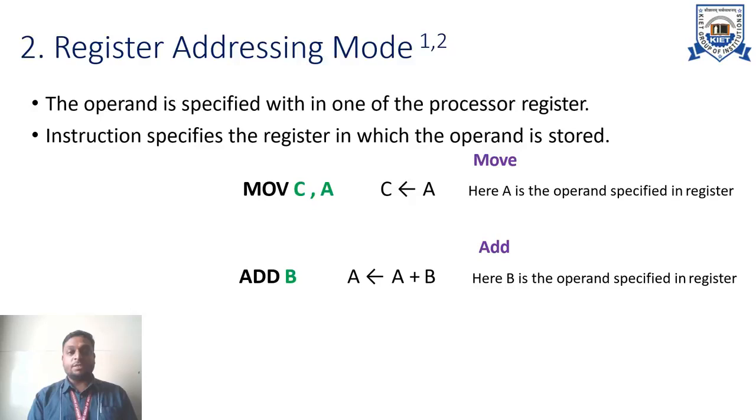Next is register addressing mode. The meaning of register addressing mode is that we are taking the operand from a processor register. The operand is specified within one of the processor registers. Let's take an example of MOV C, A. MOV is the instruction or the operation where C and A are the operands. The content of register A is moved into register C. Next example is ADD B. In this case, the content of register B will be added with the accumulator, and the result is stored in the accumulator itself.